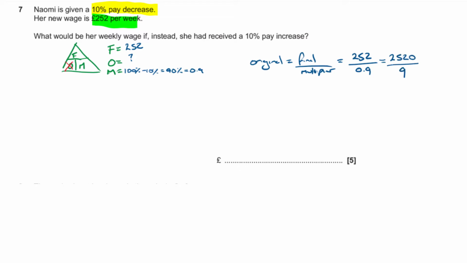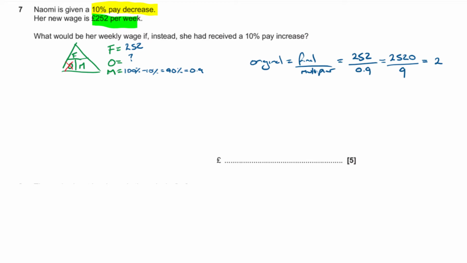2520 over 9. Now, is 2520 divisible by 9? There's a trick, isn't there? If you add all the digits up and you get a multiple of 9, then it divides by 9. So 2 plus 5 plus 2 plus 0, that adds up to 9. So yeah, it's going to divide. So how many times does it go in? So 10 nines are 90, so 100 nines are 900. So 200 nines are going to be 1,800. So it's going to be 200 and something, isn't it? So 1,800 away from 2520. That's another 720 I need to find.